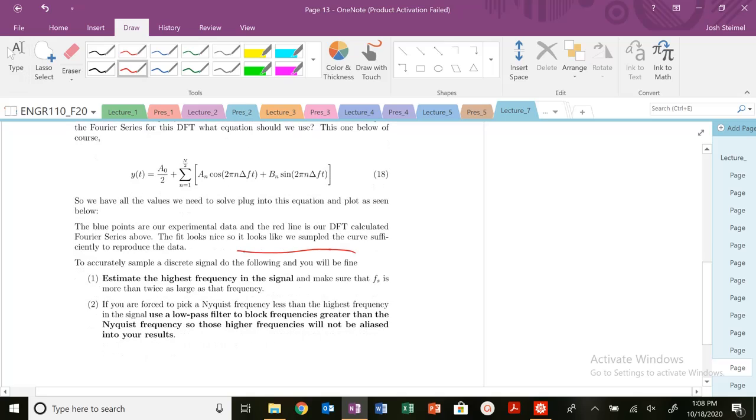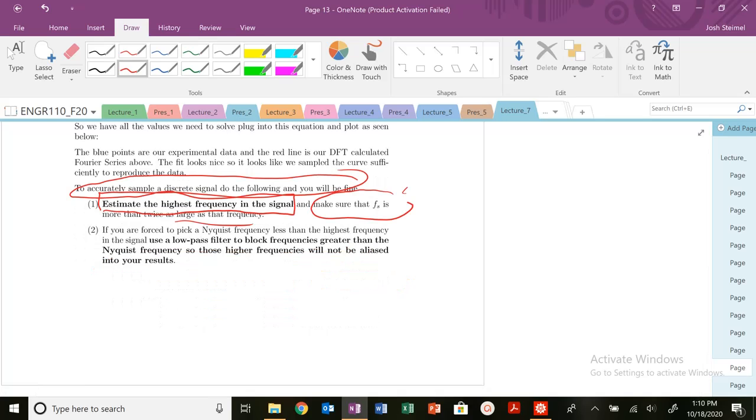So before we leave, the biggest piece of advice I could give you for discrete Fourier transforms and to accurately sample a discrete signal: first step, estimate the highest frequency of a signal. Hopefully we know that, or there's some information in the problem or what we're studying that we can use to figure out the highest frequency of our signal. And once we have that information, we are going to make sure that f sub s is more than twice as large as the frequency of the signal. Or, if you're forced to pick a Nyquist frequency that's less than the highest frequency of your signal, use a low-pass filter to block the frequencies greater than the Nyquist frequency, so that those higher frequencies will not be aliased in your results.